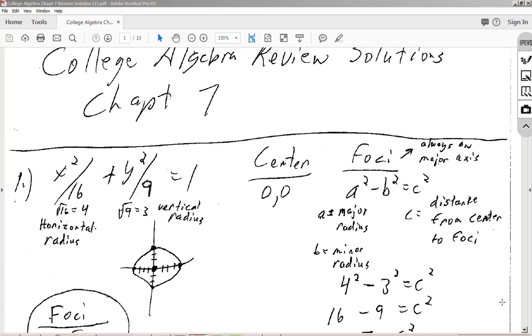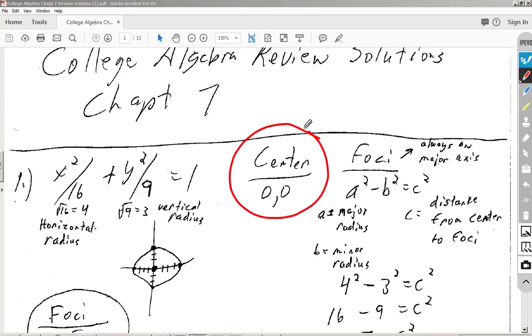Okay, on this first problem on your college algebra review, number 1, it says we have this equation x squared over 16 plus y squared over 9 all equals 1. The directions say it wants us to graph the ellipse and locate the foci. So to go ahead and graph this, first thing we need to do is find the center.